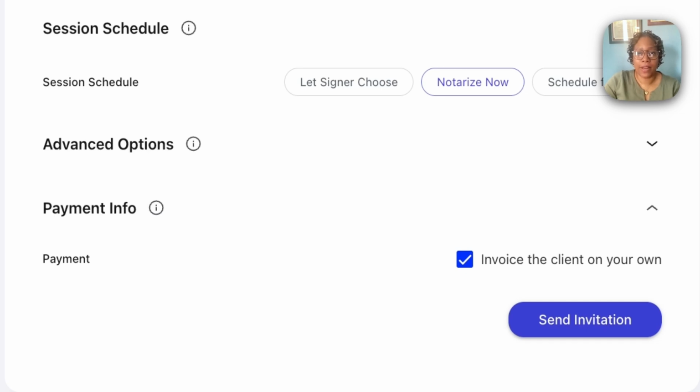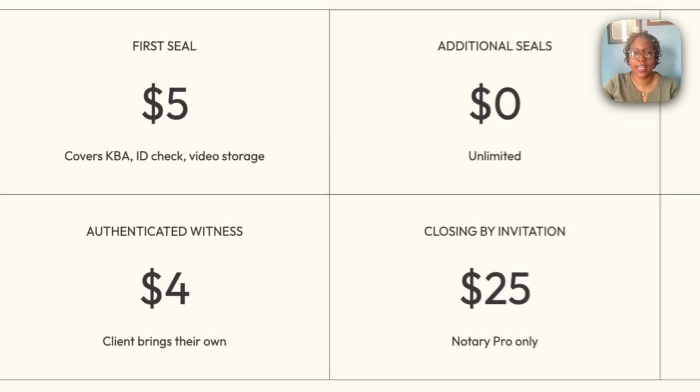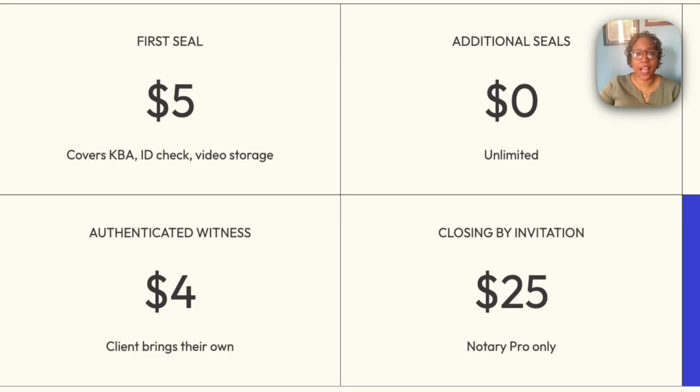Let's see how the platform fees break down. So the first seal on a session is $5. That covers the KBA, the ID check, and your video storage. After that, additional seals cost $0, so you can add as many as your session requires without worrying about extra charges. GNW sessions should have less than 5 stamps.